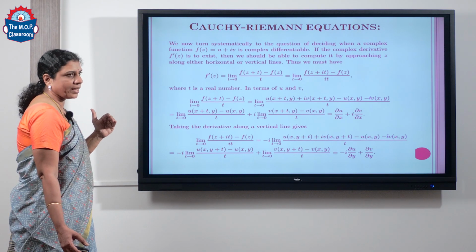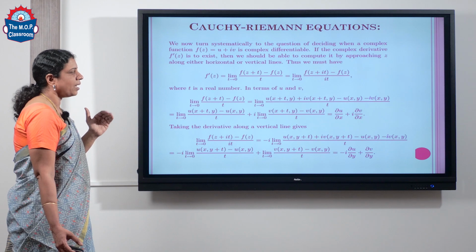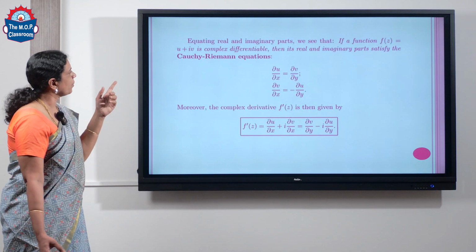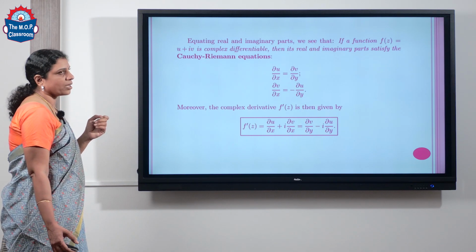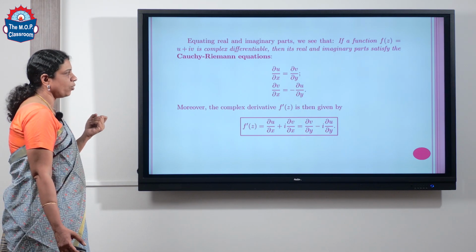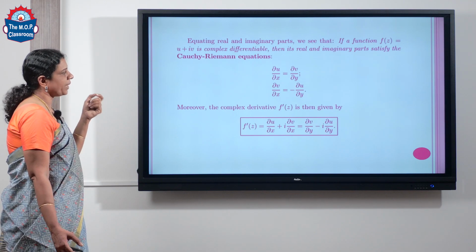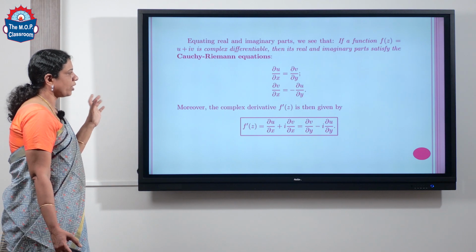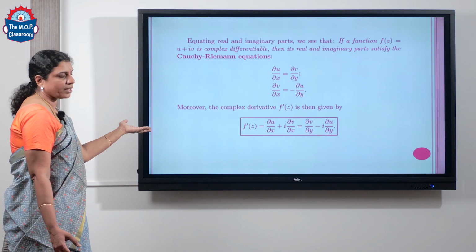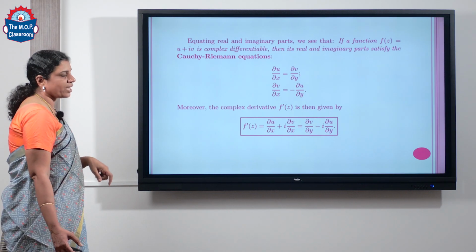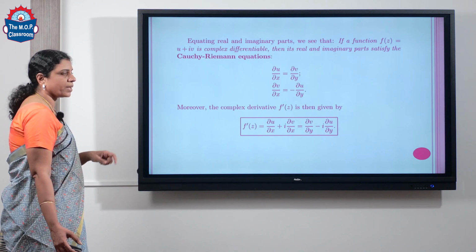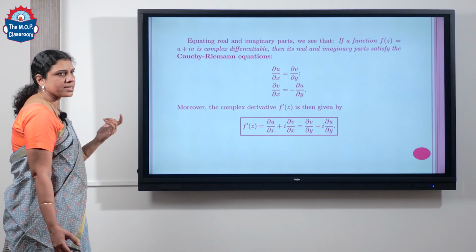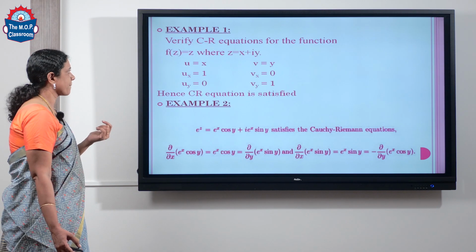So we equate the real and imaginary parts on the right hand side, we get u_x and v_y, similarly u_y and v_x. Equating these, we get ∂u/∂x, u_x, equal to v_y, and ∂v/∂x, denoted by v_x, equal to −∂u/∂y. Moreover, substituting that, we get f'(z) = ∂u/∂x + i ∂v/∂x, which is equal to ∂v/∂y − i ∂u/∂y.